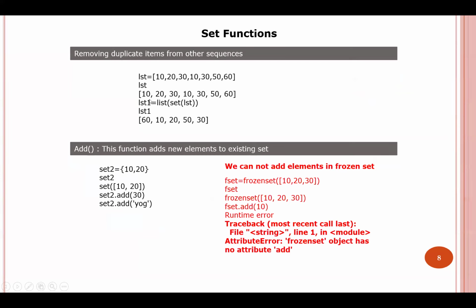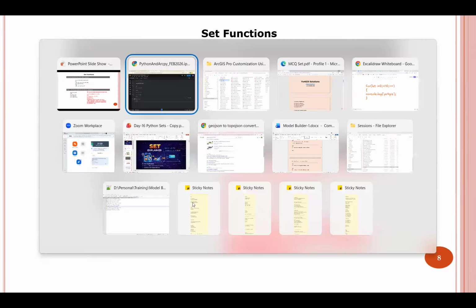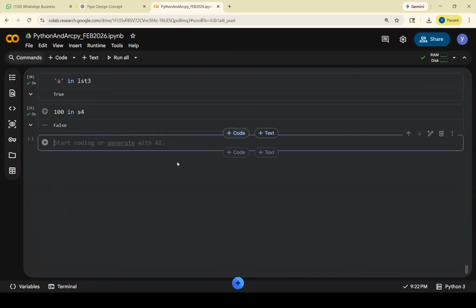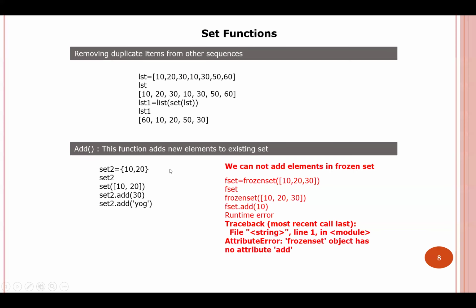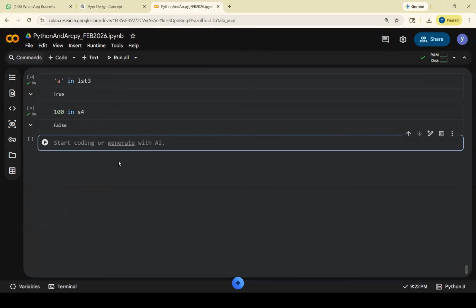Now, removing duplicate items from other sequences you have already seen. Add item: this function adds a new element to the existing set, which we have also seen. We cannot add an element to a frozen set. This we can see here. As we know, we can create a set, and similarly we can create a frozen set.